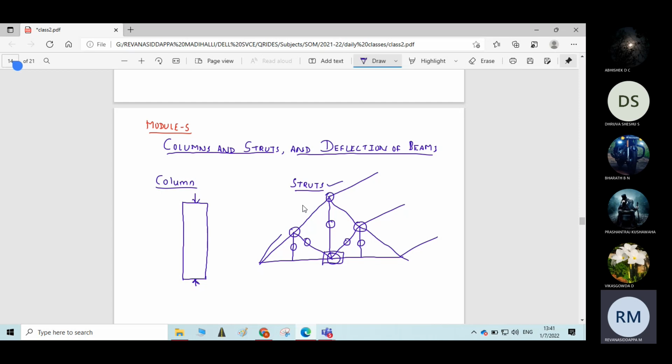I hope you are all clear with the difference between the column and the strut. A column is an axial member; it is a member which will carry axial force. It will be straight in nature, and both the ends of the column will be fixed. That is the meaning of column. A strut will also carry axial force, but it may be inclined at some angle with the horizontal, and the ends of the member may be either hinged or fixed. That is the meaning of strut.